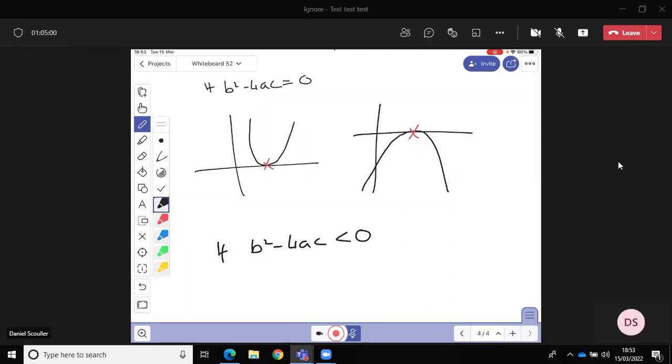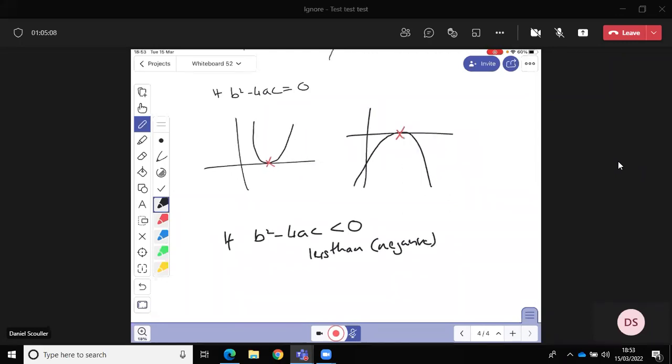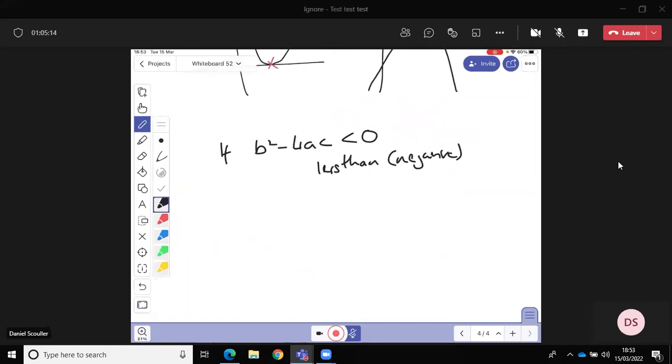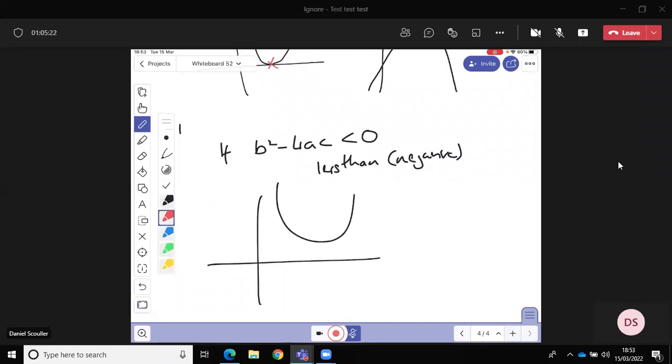Okay, so less than. Okay, negative. It means that the quadratic has no roots. Okay, no real roots. And that's type 3. So what that means, if we were to draw it out, we'd get a shape like that. Okay, so it doesn't cross the x-axis. So you don't have a root.